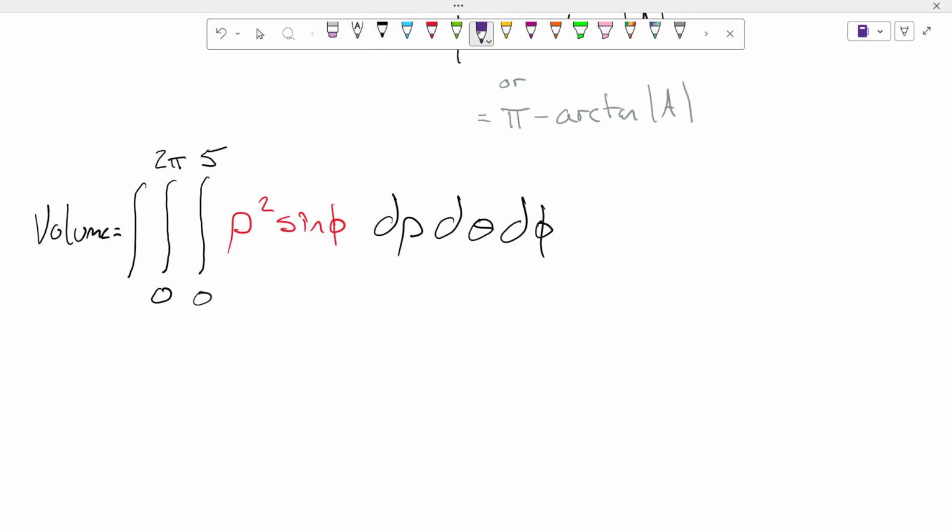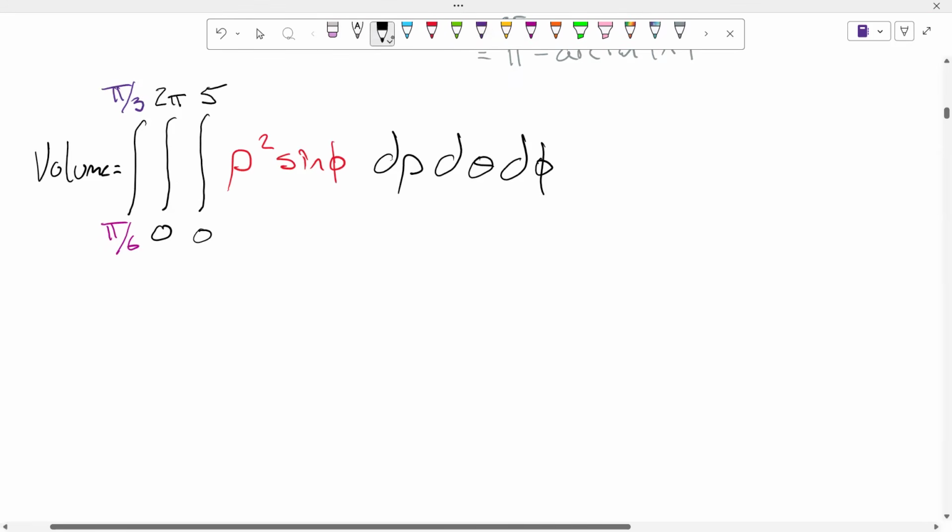And we spent all that time figuring out our phi bounds. Just don't forget that pi over 6 is smaller than pi over 3. So pi over 6 goes on the bottom, pi over 3 goes on top for the limits on phi. And then we just have to integrate that thing. And I have a separable integrand: rho squared, sine phi, and d theta, which means I don't need to do these in order. I can evaluate my 3 integrals independently of each other.